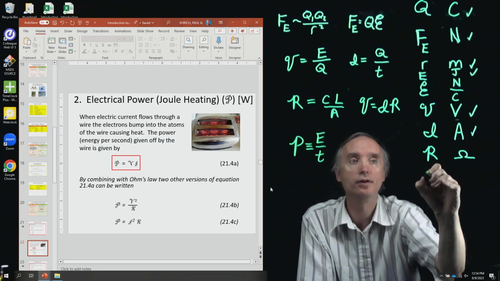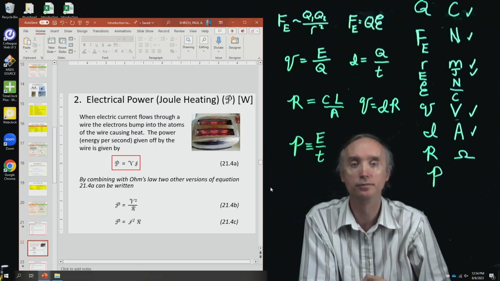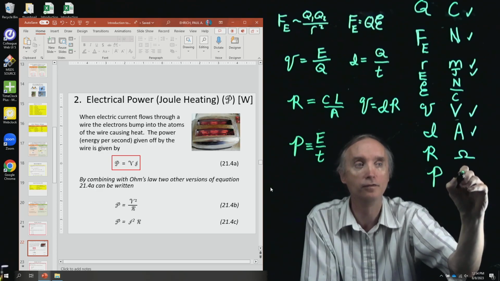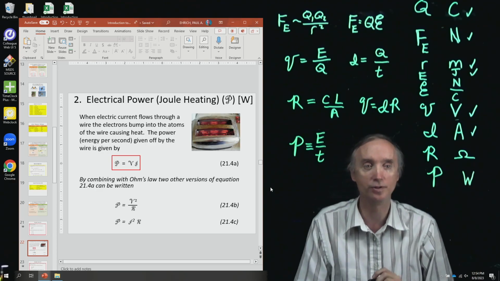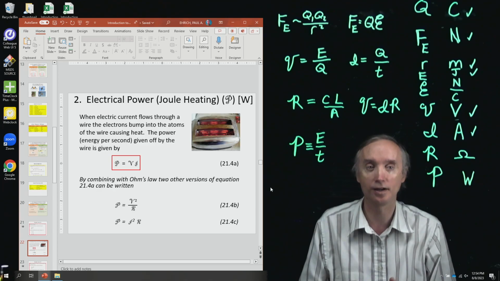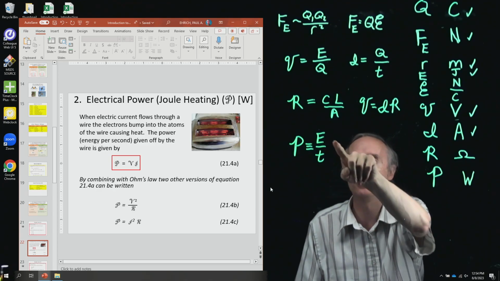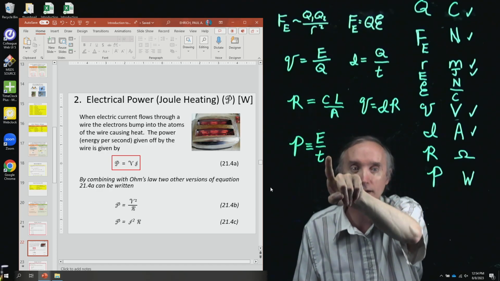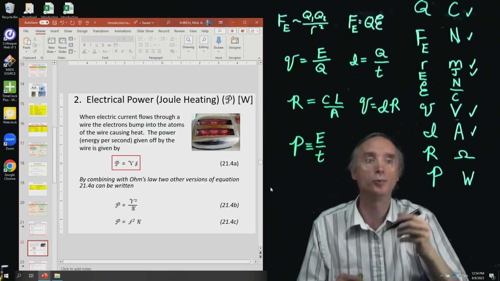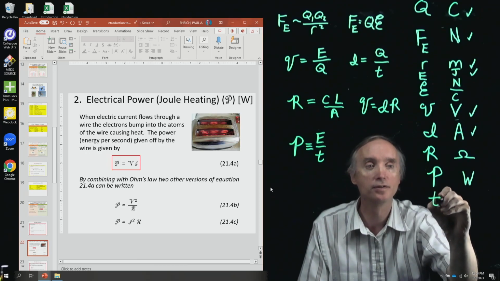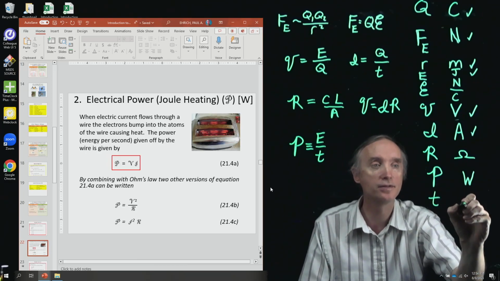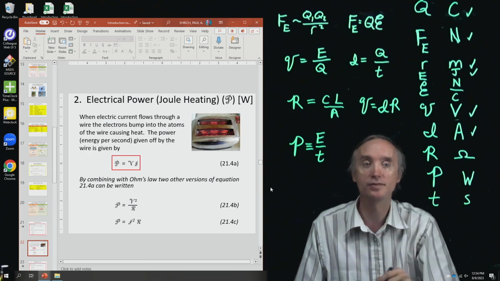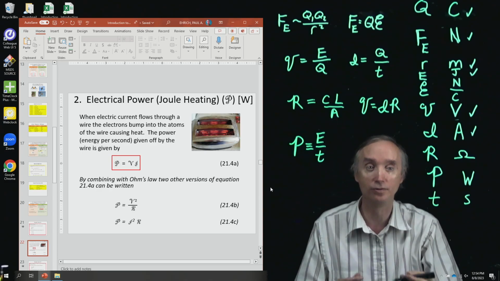So let me put this over here. Power is going to be given in the official metric unit of the watt, so a W. That's the unit of electrical power. It's the amount of energy given off by something per second. And I suppose we now need to put a T on here. So that's time, and that's going to be in seconds. And so this is the power of an electrical circuit.